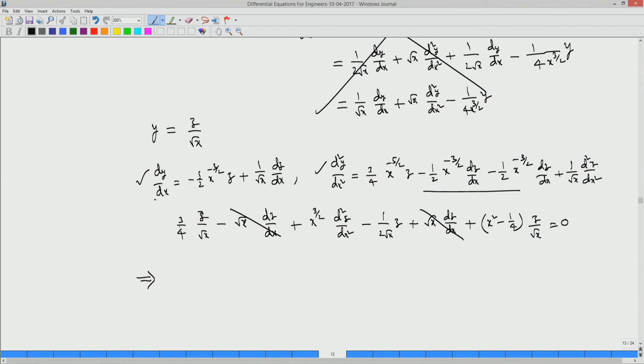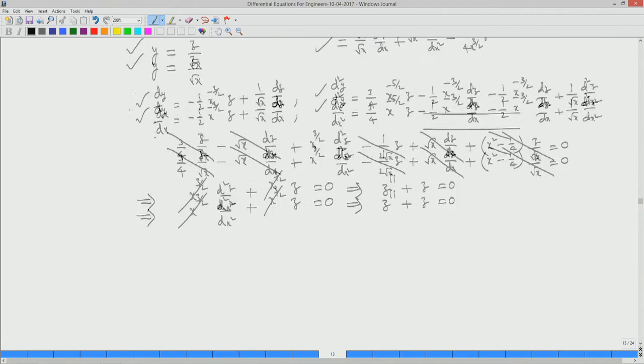And 3 by 4 z by root x, and minus 1 by 2 z by root x, this becomes 0. So, 3 by 4 minus half minus 1 by 4 z by root x, this part will be 0. So, what you are left with is simply x power 3 by 2 d square z by dx square plus x power 3 by 2, because x square divided by root x, into z equal to 0. So, you can cancel on both sides, you get z double dash plus z equal to 0. So, if you use this transformation, the Bessel equation when alpha equal to half becomes a simpler one.